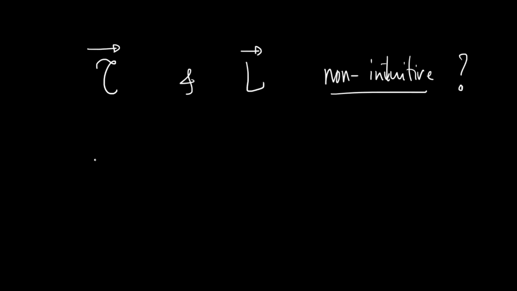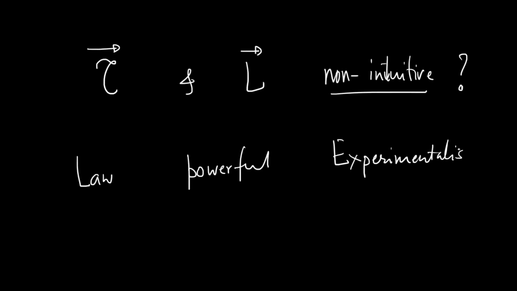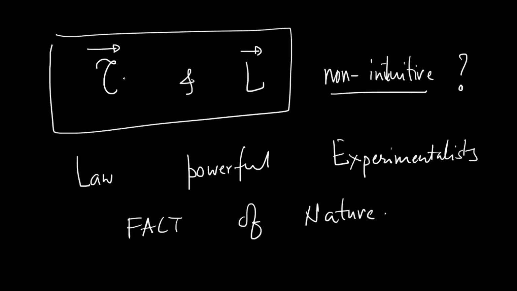But having said that, the law was discovered and found to be powerful by experimentalists, and it is a fact of nature, and that can be expressed very compactly. So we just accept it as a law and try to understand what the law is saying, because the law has been verified in the form that is given and with the definitions that are given over the years. So what is the definition of torque?